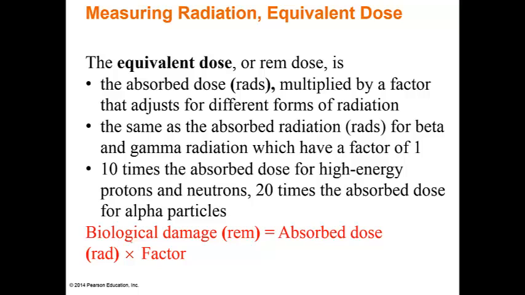The equivalent dose, or REM dose, is the absorbed dose in rads multiplied by a factor that adjusts for different forms of radiation. It's the same as the absorbed radiation for beta and gamma radiation, which have a factor of 1; 10 times the absorbed dose for high energy protons and neutrons; and 20 times the absorbed dose for alpha particles. So our biological damage, REM, equals the absorbed dose in rads times the multiplication factor.